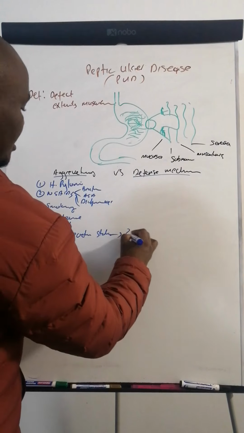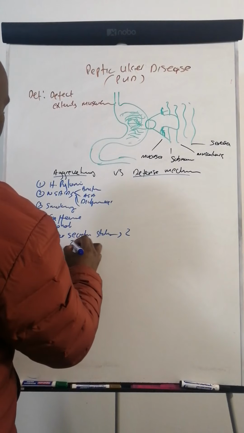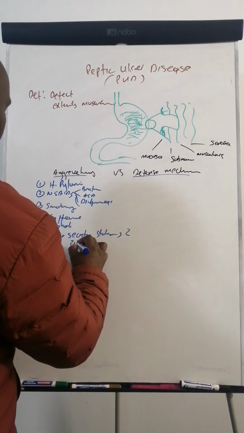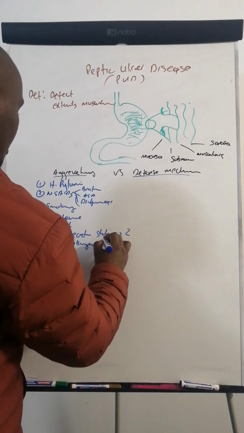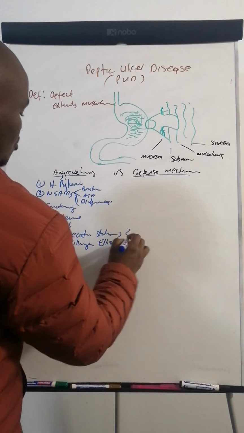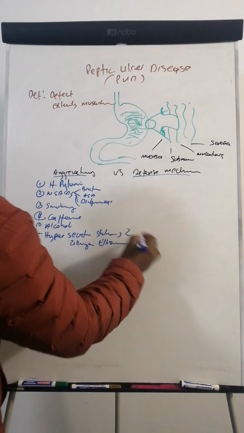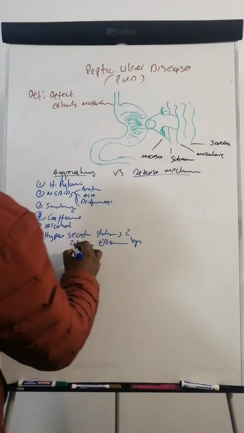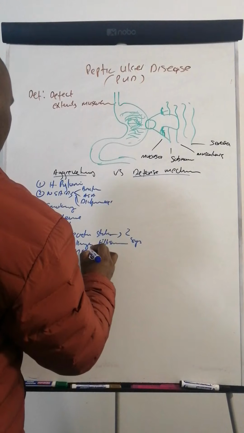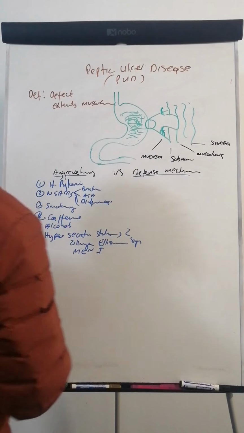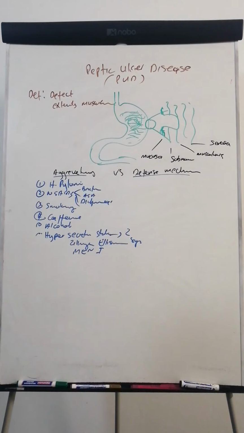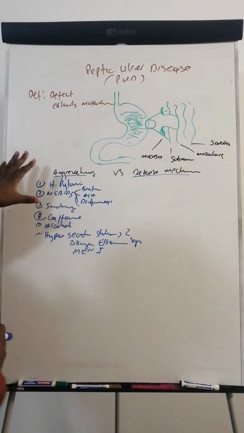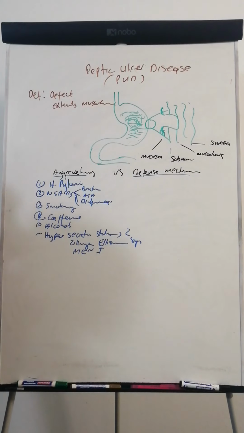Like Zollinger-Ellison syndrome. With Zollinger-Ellison syndrome, basically it's a tumor in the stomach that is secreting a lot of acid. And then there's things like MEN1, multiple endocrine neoplasia, things like that. Now, these are the factors that can cause an ulcer.